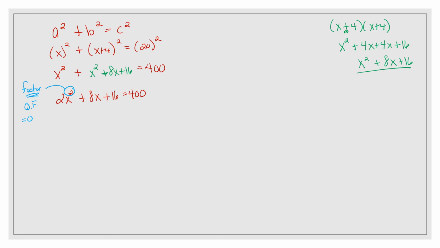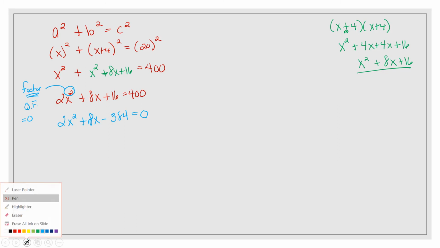Good? Okay, which means I need to move that 400 over, which means I'm going to get 2x squared plus 8x minus 384 equaling 0. Okay, so, you know, I would rather be dealing with smaller numbers. And gratefully, I'm noticing that all of these will divide nicely by 2, which means I have to do the same thing to the other side.